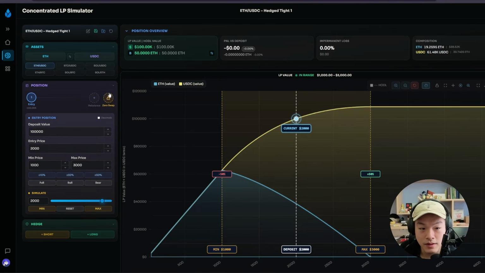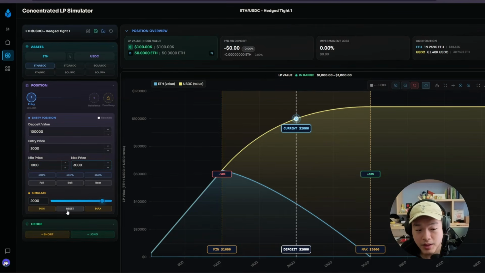What matters is maybe you're just using a portion of your portfolio for this, because there are some advantages with a hedge LP and some disadvantages as well. And currently ETH is trading at around $2,000, and it could be higher or lower than that, but I'm just using a round number to make things simple. And let's just say you want to set your min price to be 1,000 to 3,000. I do have a position that has this exact range, and it is pulling about 25 to 30% APR right now. So that's a pretty solid APR.